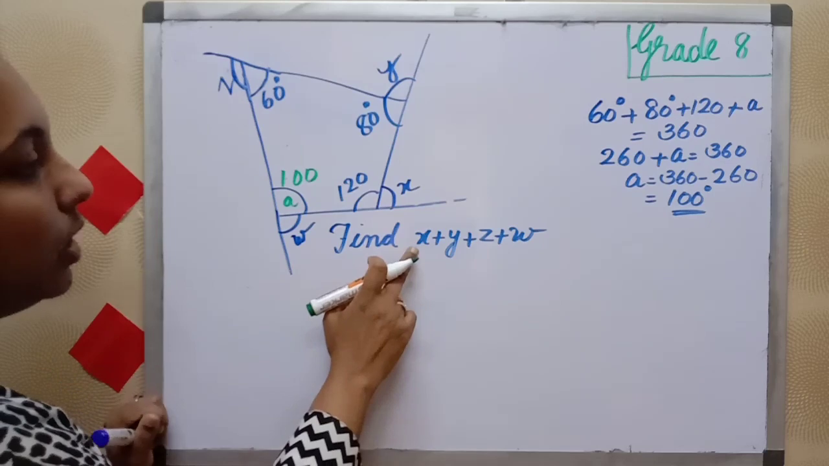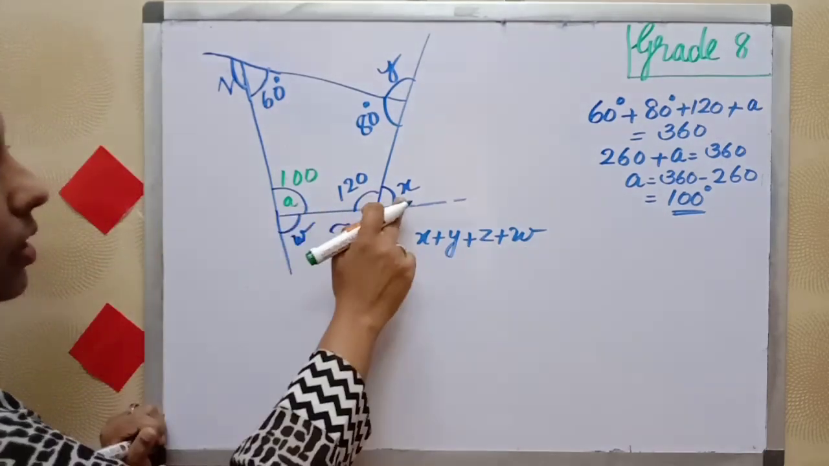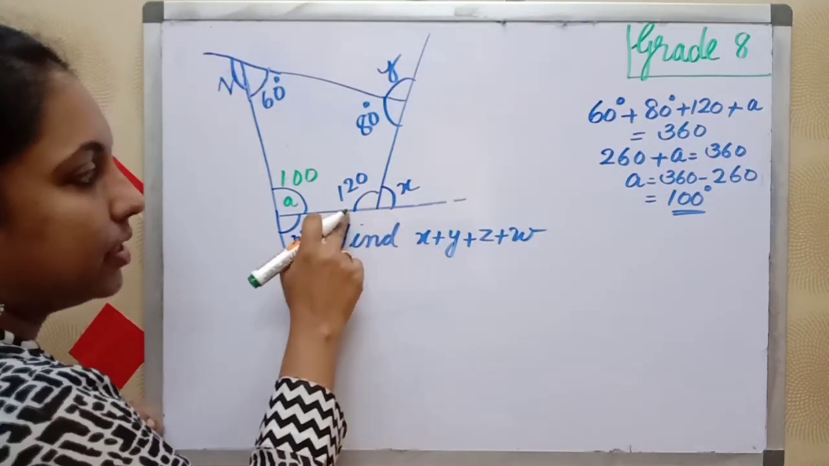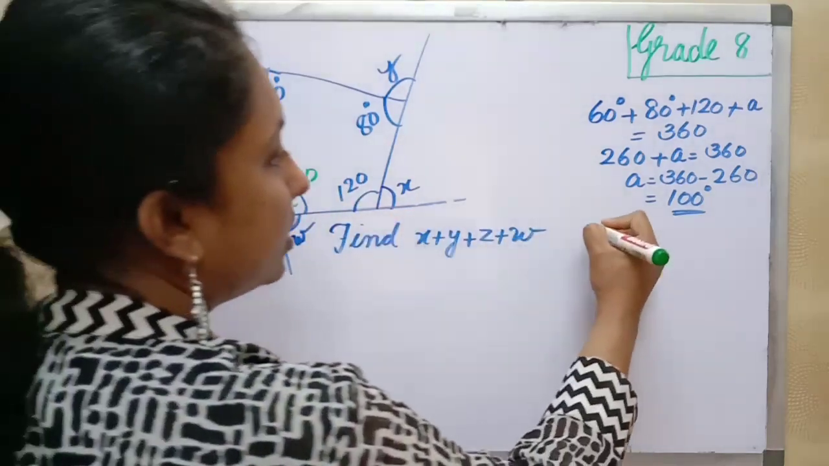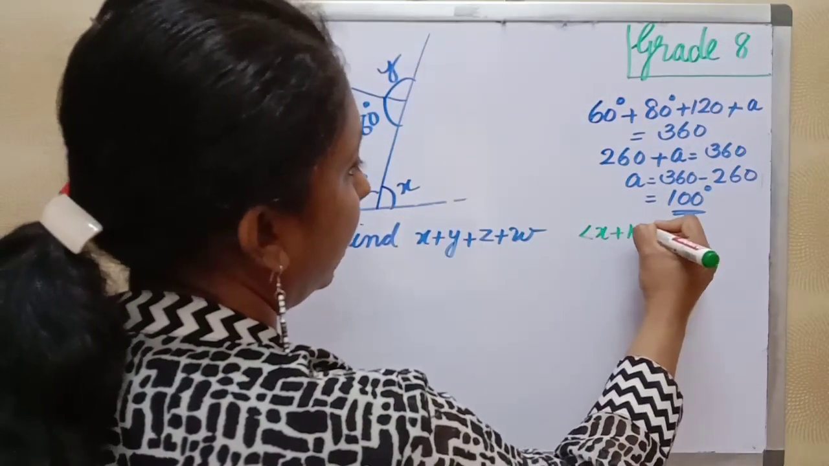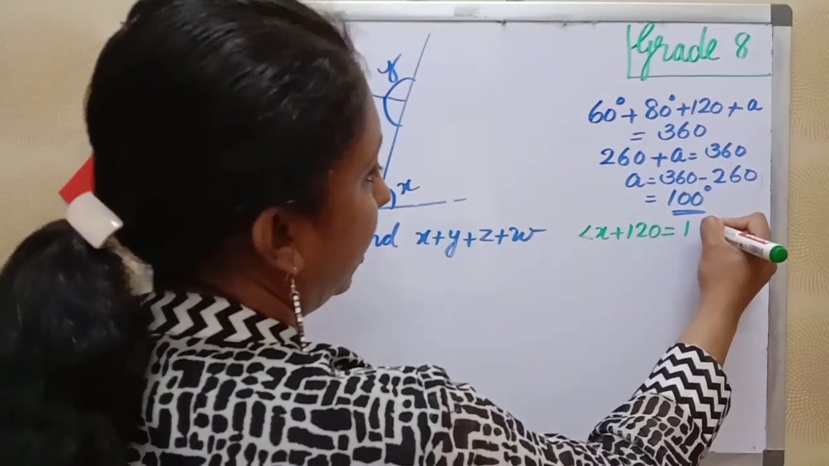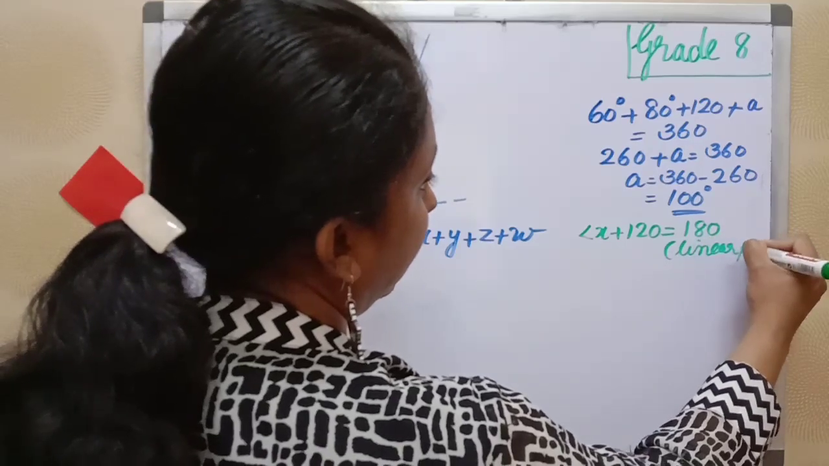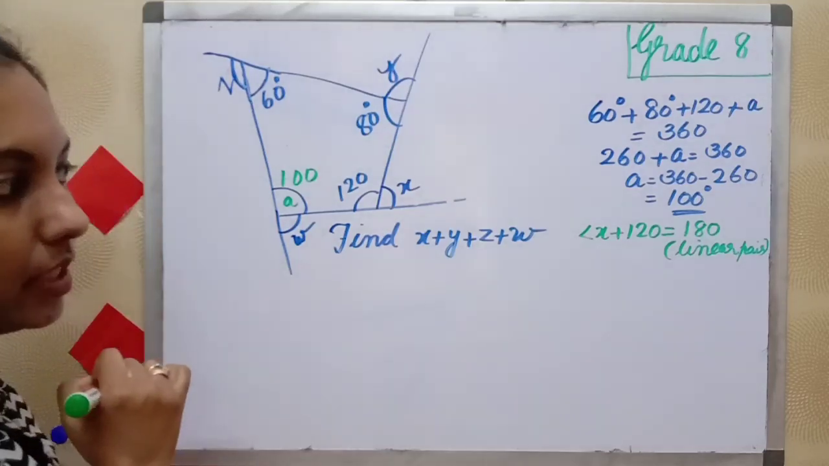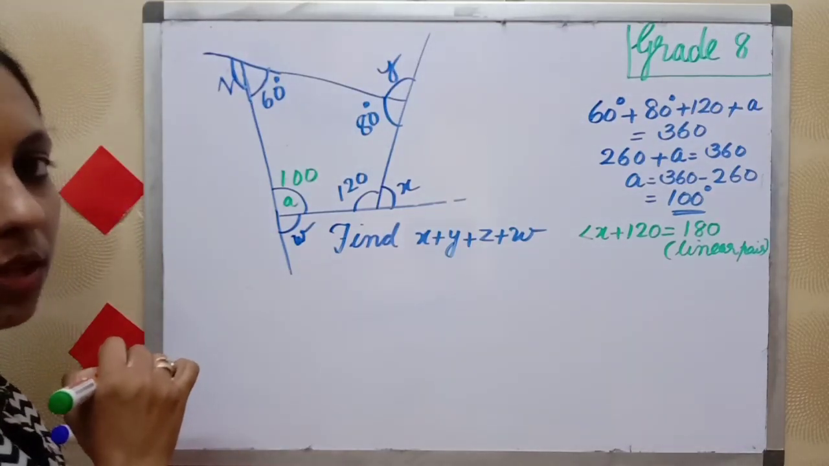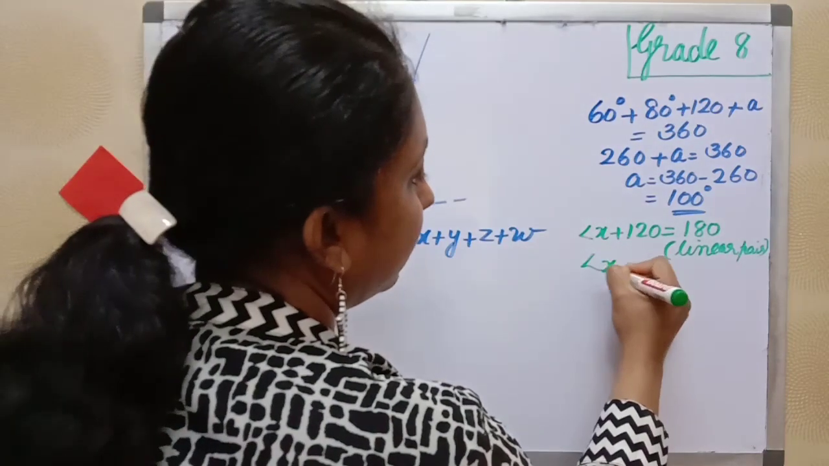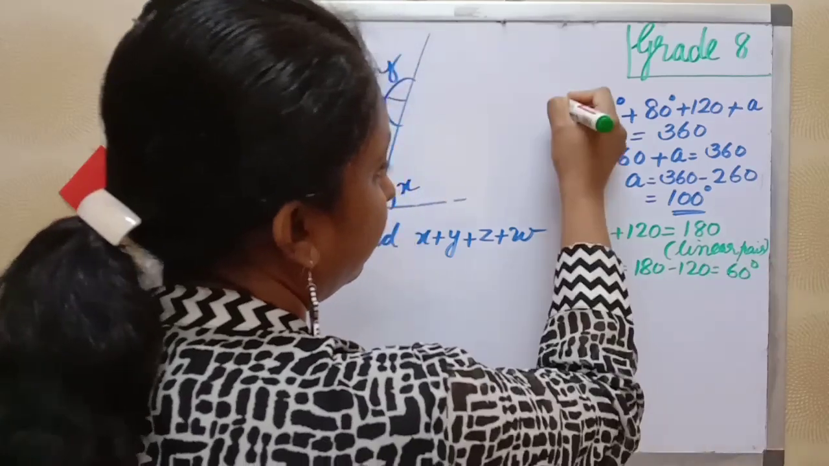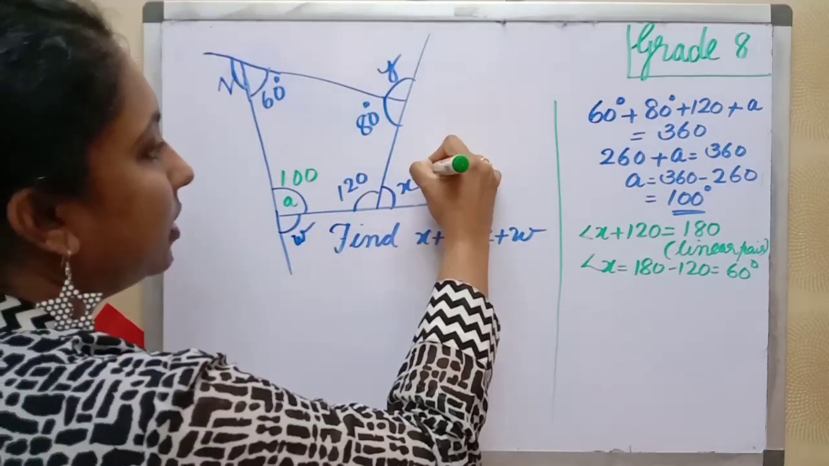Now we want the value of x plus y plus z plus w. This x, first we have to find x. X means this is a linear pair. Adjacent angles are linear pair. That means angle x plus 120 is equal to 180, linear pairs are supplementary. Linear pair, the reason also you have to write inside a bracket. Angle x plus 120 is equal to 180. Angle x is equal to 180 minus 120, that is 60 degree. This x we got 60.